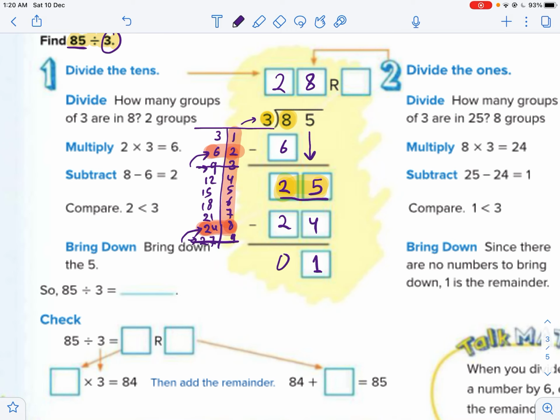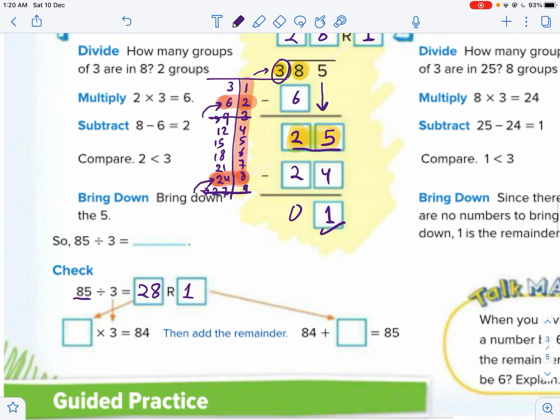Now what do you have left? You just have the 1 down here, and the 1 is less than the 3, so you can't find it in the times table of the number 3. You have to stop here, and this one you will consider as your remainder. So you will say the answer is 28 and the remainder is 1. You will write it up here. So here the answer is 85 divided by 3 equals 28, and the remainder is 1.